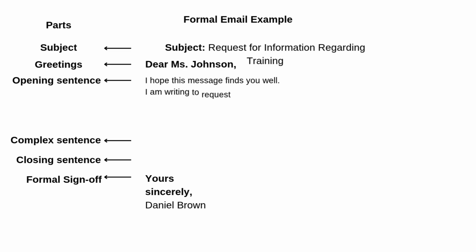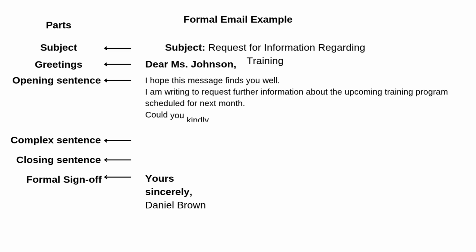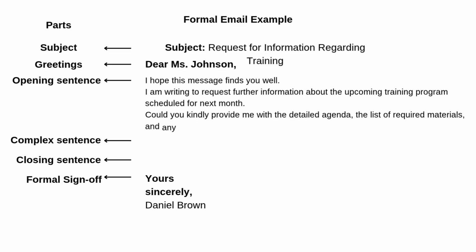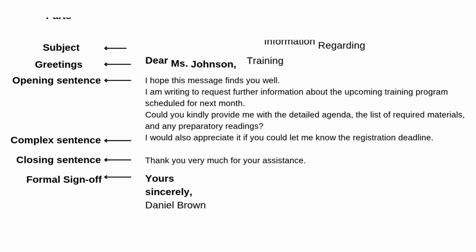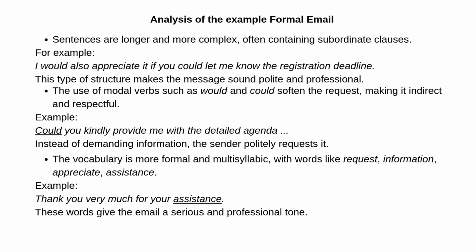Formal email example. Subject: request for information regarding training. "Dear Miss Johnson, I hope this message finds you well. I am writing to request further information about the upcoming training program scheduled for next month. Could you kindly provide me with the detailed agenda, the list of required materials, and any preparatory readings? I would also appreciate it if you could let me know the registration deadline. Thank you very much for your assistance. Yours sincerely, Daniel Brown."